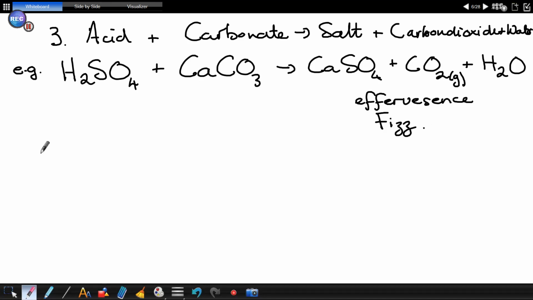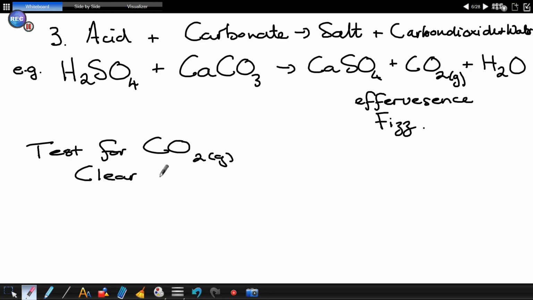Here we get the test for carbon dioxide. What is a positive test for carbon dioxide? The flame test. No, not the flame test, the chemical test. Clear lime water turns milky.